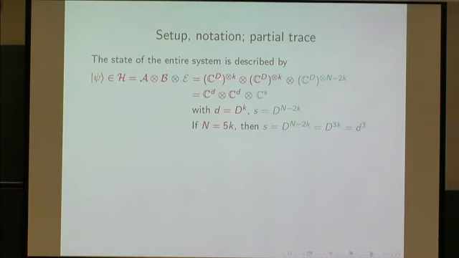Each of the particles is represented by C^d, so we assume there are d-level particles. So here we have (C^d)^{⊗k}, (C^d)^{⊗k}, and (C^d)^{⊗(n-2k)}. Now we can write this in this form, where d is d^k and s is d^(n-2k). So if n equals 5k, then n minus 2k equals 3k, and in that case s equals d^3.